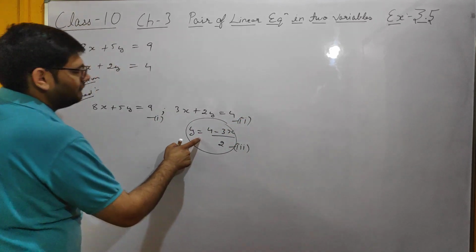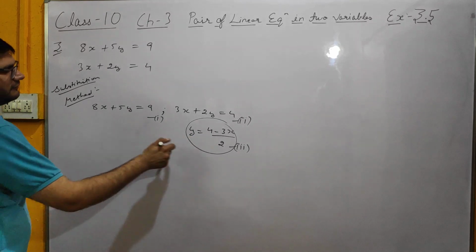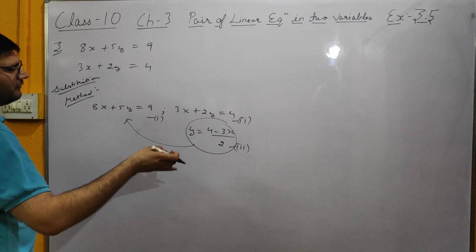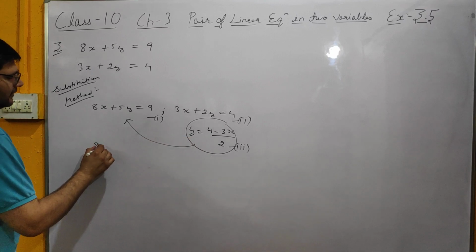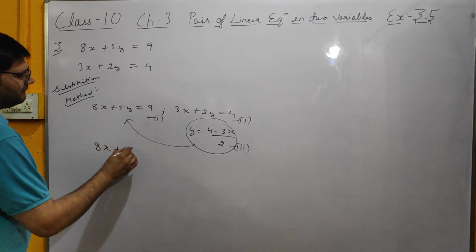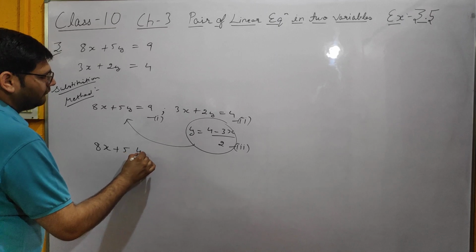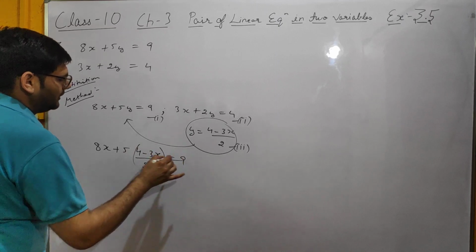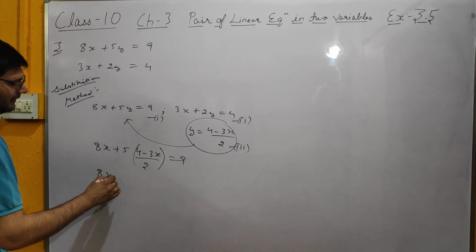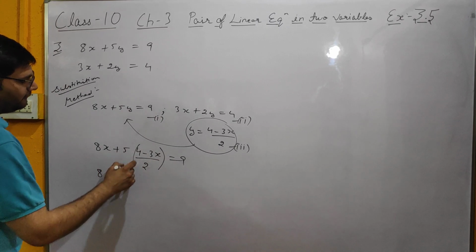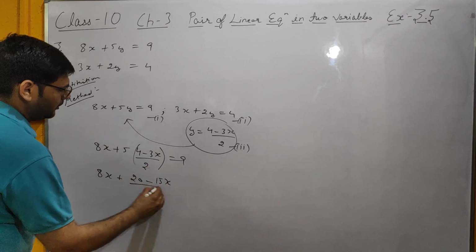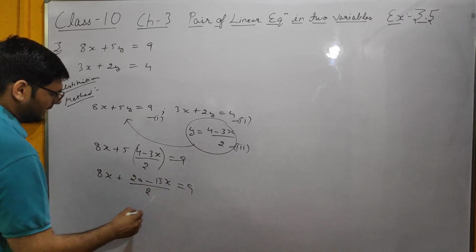Now we'll put the value of y from the third equation in the first equation. We just write what we are doing, that we are putting the value this and that. So 8x plus 5, instead of y, we will put 4 minus 3x by 2, and it will be equal to 9. Let's solve it further. 8x plus 5 4s are 20 minus 5 3s are 15x upon 2 equals 9.